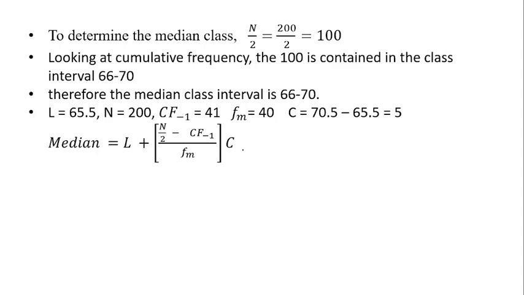And then our L is 65.5. That is the lower class boundary of the median class. Our N is 200. Our CF, that is the cumulative frequency of the class before the median class.